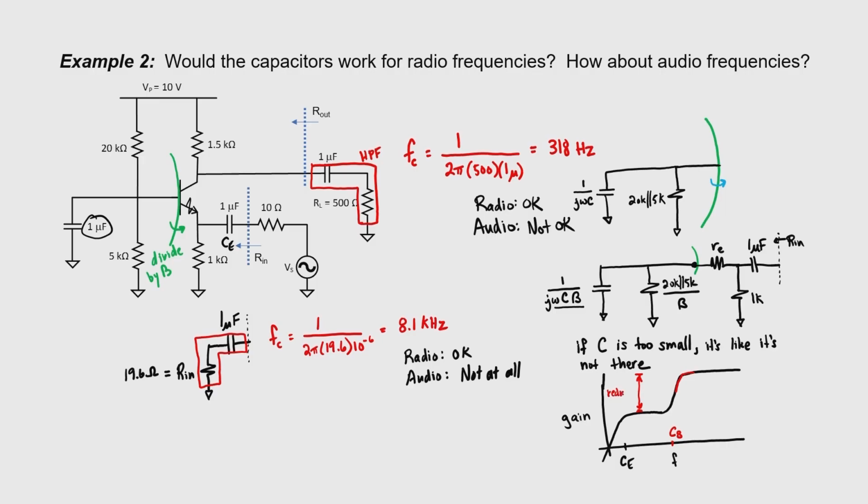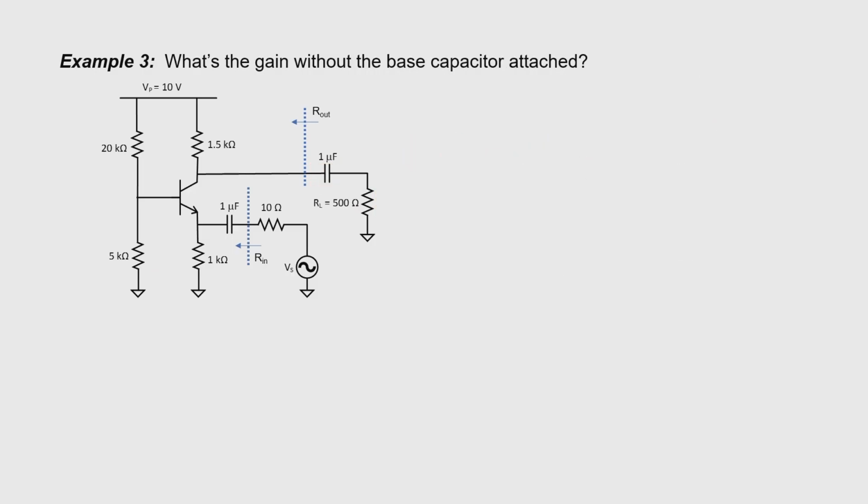You'll end up with a reduced gain. Everything in this example is identical to examples 1 and 2, except that we don't have the base capacitor attached. Let's see what happens to the gain. We've already calculated most of what we need. The little emitter resistance r sub E was 20 ohms. Let's find an expression for the gain.